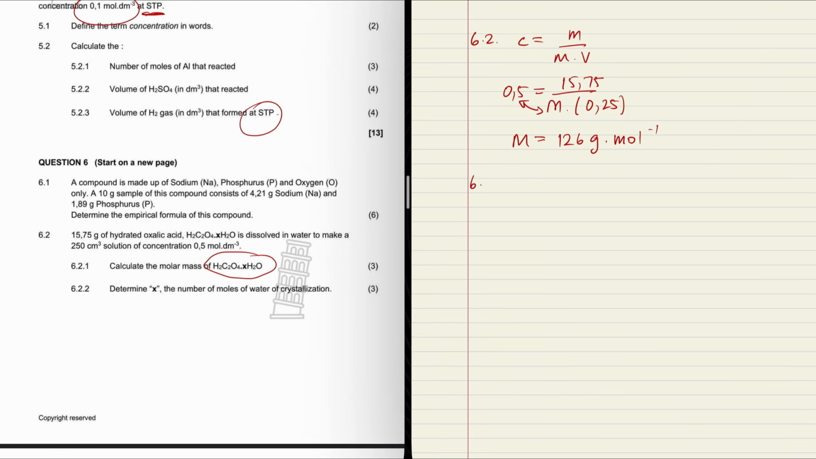Then question 6.2.2, determine x. Now, it may seem a bit difficult, but it's actually not, because if we know the molar mass of this thing, then we can solve for x quite easily.